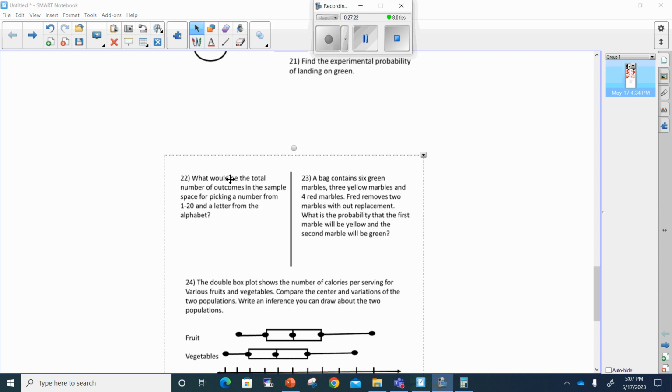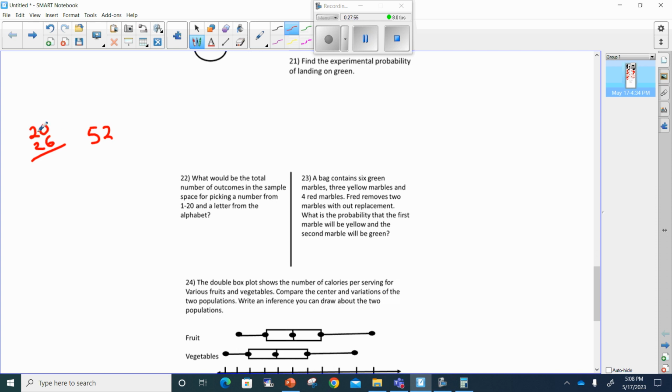Number 22 says, what would be the total number of outcomes in a sample space for picking a number from 1 to 20 and a letter from the alphabet? Well, numbers 1 through 20 would be 20, right? And we're going to multiply these together. A letter from the alphabet, I think there's 26 letters in the alphabet. So that's going to be times 26, I believe. So let's see. I know 2 times 26 will be 52. So 20 times 26 must be 520.